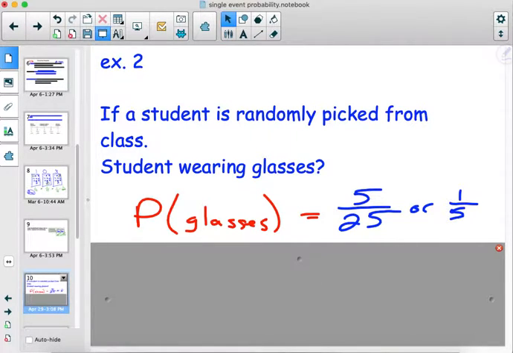Guys, you're going to have questions on your homework. Write your answer as a fraction with the parentheses and all that. I think it's already set up for you. It's already printed up.